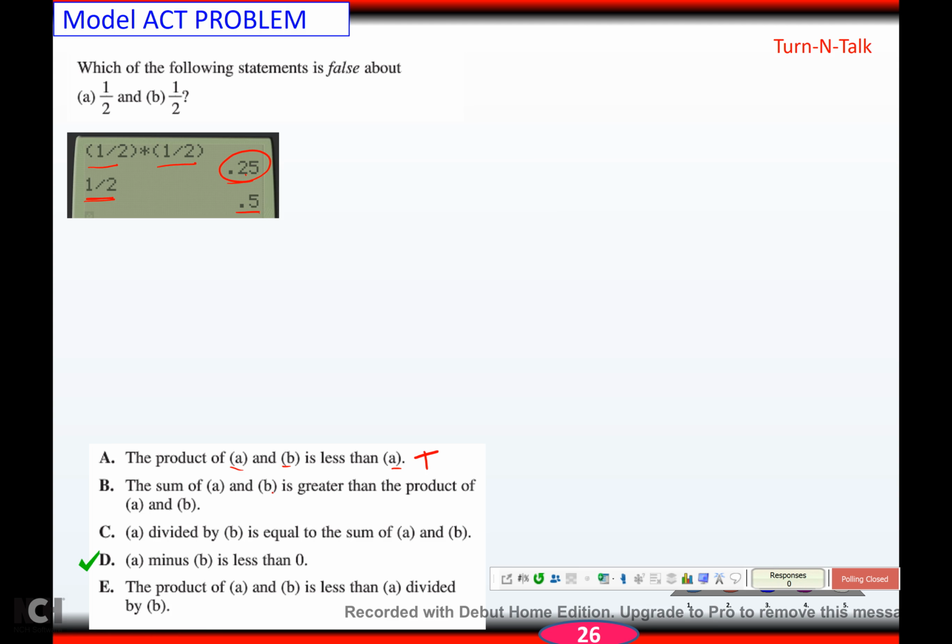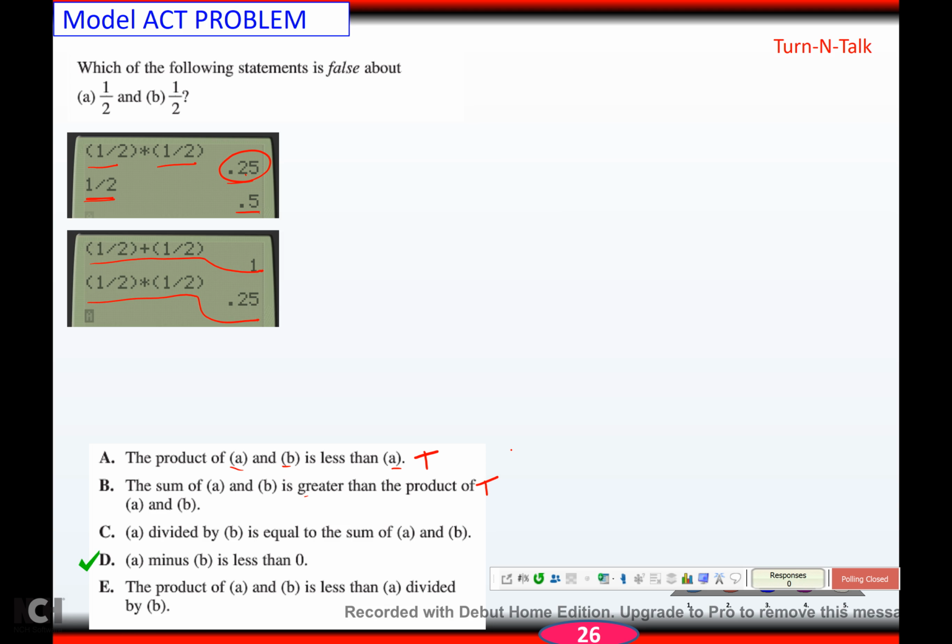B says the sum of A and B is greater than the product of A and B. Well, let's see. The sum of A and B is 1. The product of A and B is 0.25. So the sum is greater. That's true.